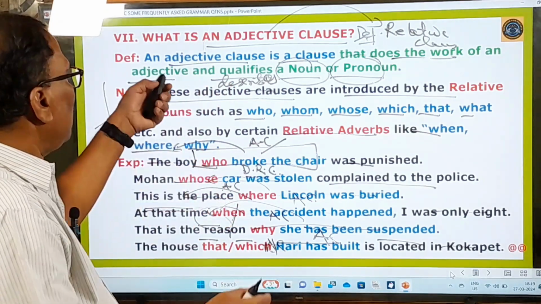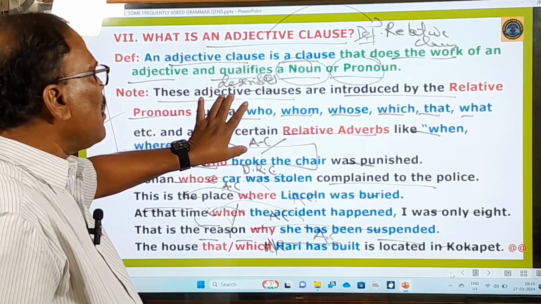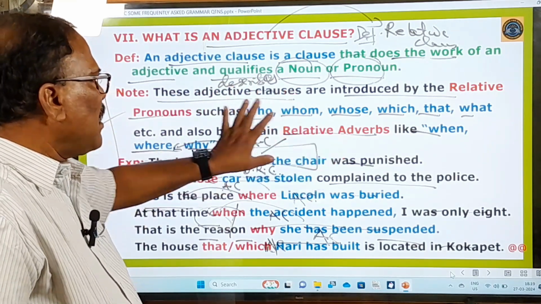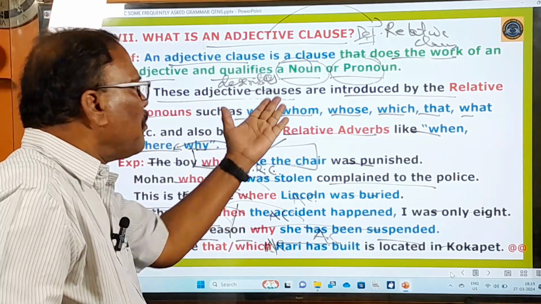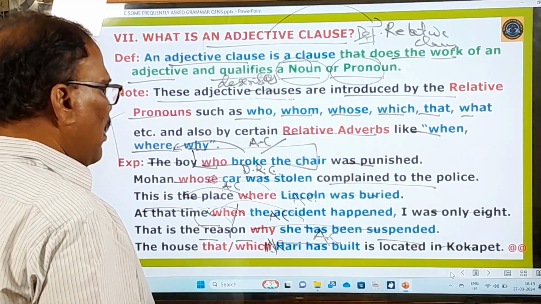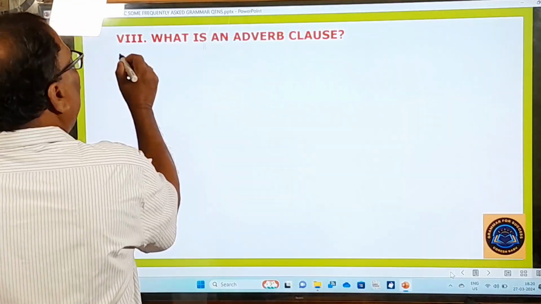Now you have learnt about the adjective clauses. Adjective clauses are formed only with these relative pronouns and certain relative adverbs. Please keep these things in your mind because a question may be posed on this particular aspect. And now let's move on to the last item, that is about adverb clauses. Okay, eighth one, the last one.